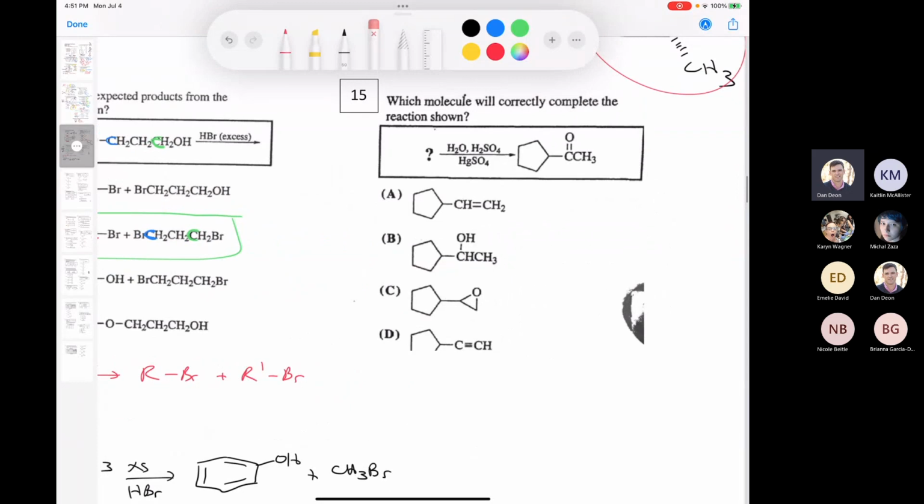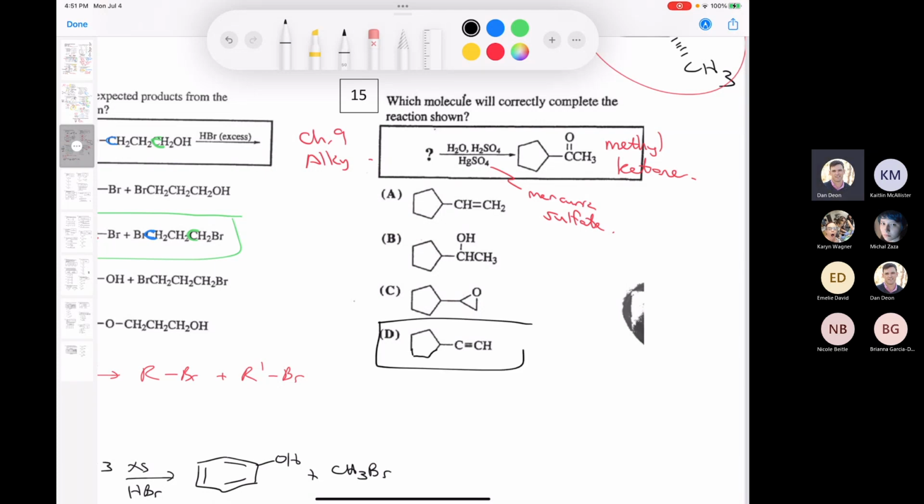Let's hear. Which molecule will correctly complete the reaction shown? So this is a methyl ketone. And I'm doing something with water, sulfuric acid, and mercuric sulfate. The only time you ever would have seen mercuric sulfate in this class is in chapter 9. So this is chapter 9, which is alkynes. And that kind of gives away the answer because there's only one compound here that's an alkyne. I kind of cut the bottom off here, but it's this compound that's an alkyne.